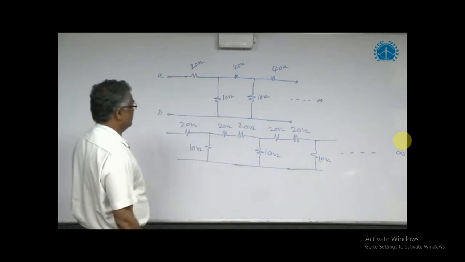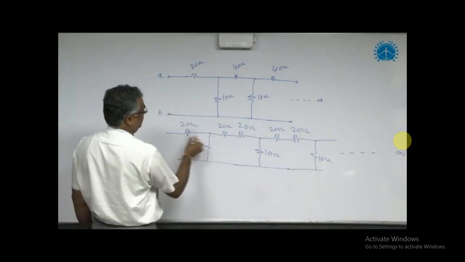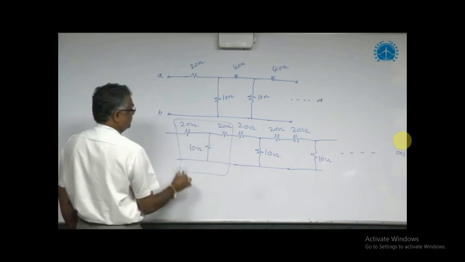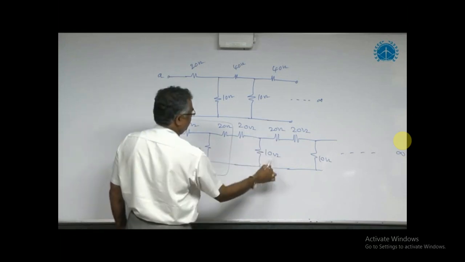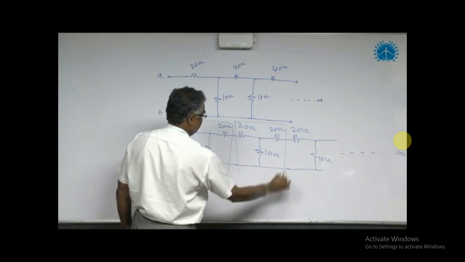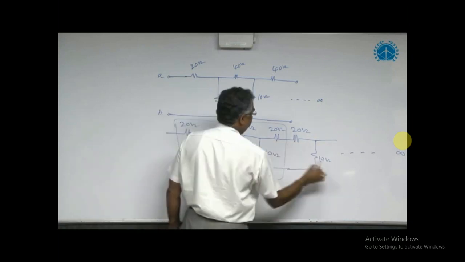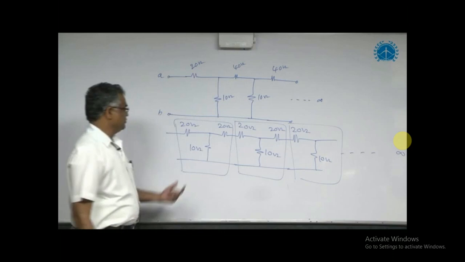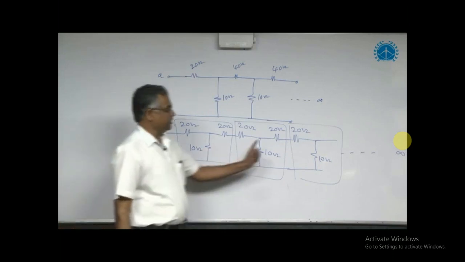Then you observe carefully: 20, 20, 10, this will form one T network. Next to that, 20, 20, 10, will form another T network. 20, 20, 10, another T network. Whatever you observe in this section, that is getting repeated.